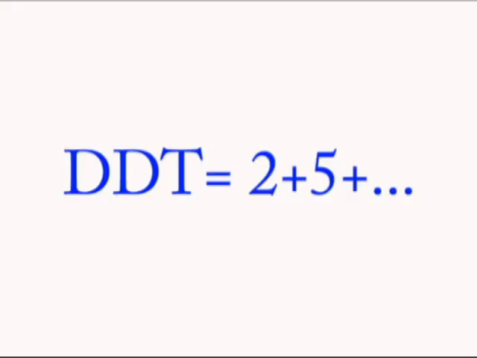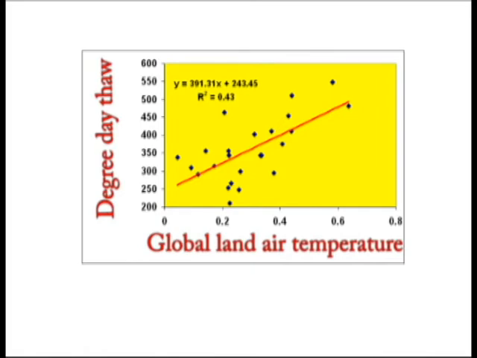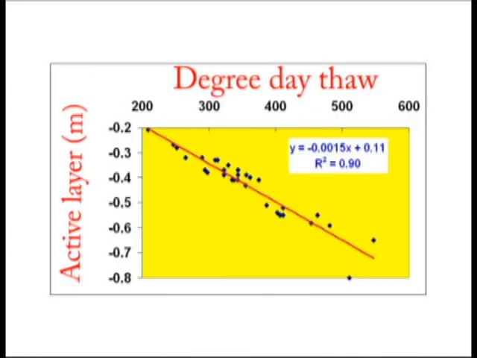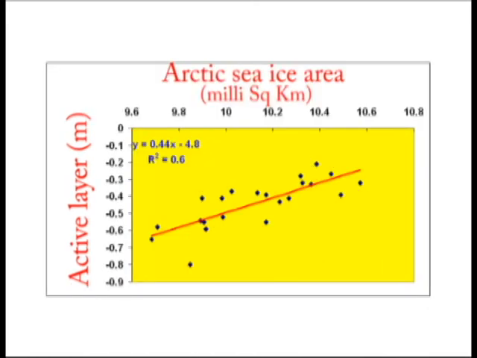Degree day thaw is the accumulated daily mean air temperature above zero that results in thawing the active layer. Analysis also showed there is a direct relation between degree day thaw and the air temperature. The higher the air temperature, the more the degree day thaw. And also, the more the degree day thaw, the thicker the active layer. The final result is the reduction of sea ice increases the thickness of active layer.